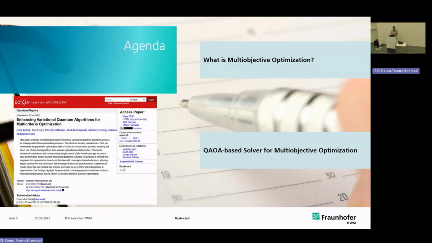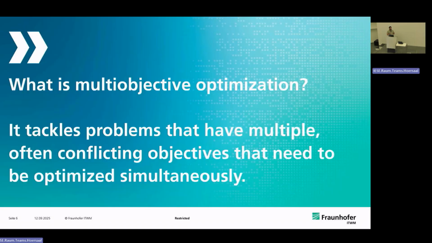And I want to focus on one of these, and this is multi-objective optimization. We recently published a paper on arXiv, and it's currently under review. I did this together with my colleagues Ivica, Tom, Yannick, Michael, and Zakaria. And this is a QAA-based solver for multi-objective optimization. Since many of you are not familiar with multi-objective optimization, what is it?